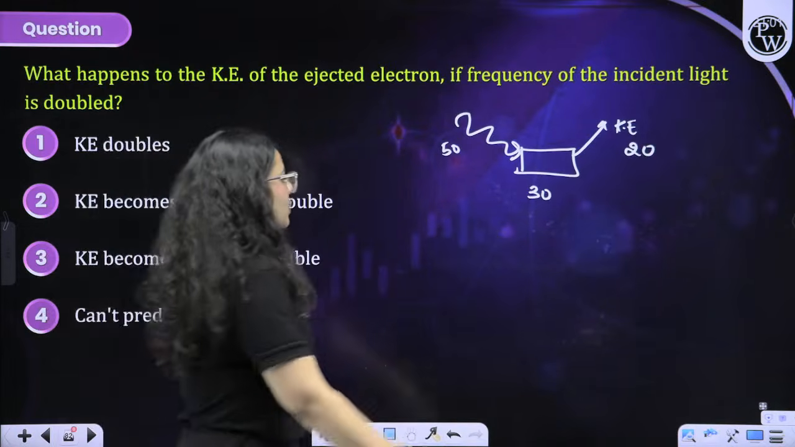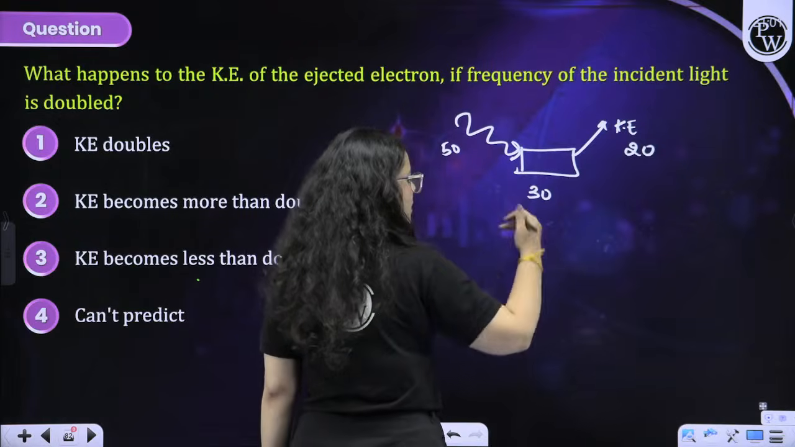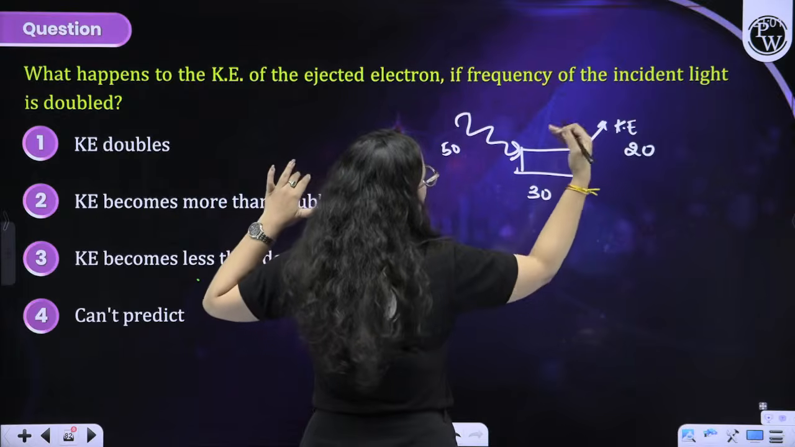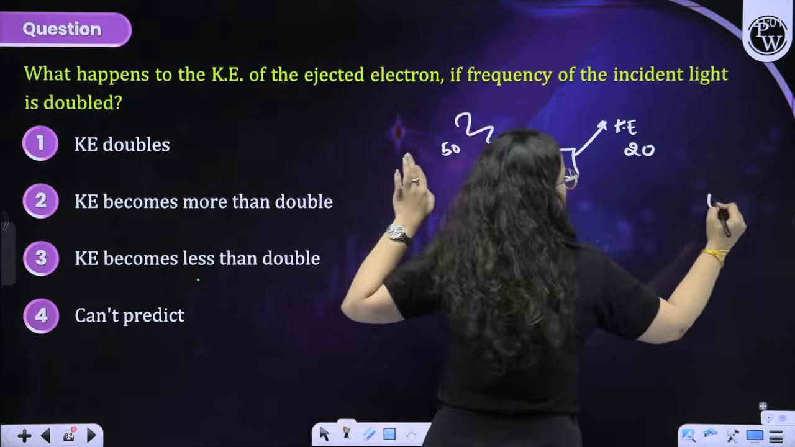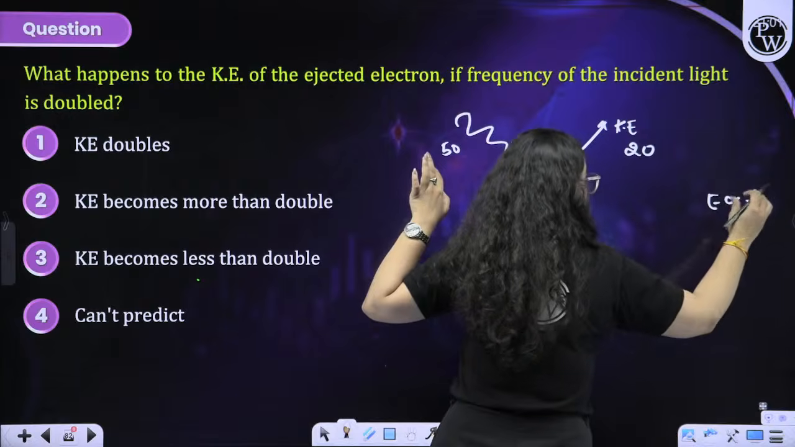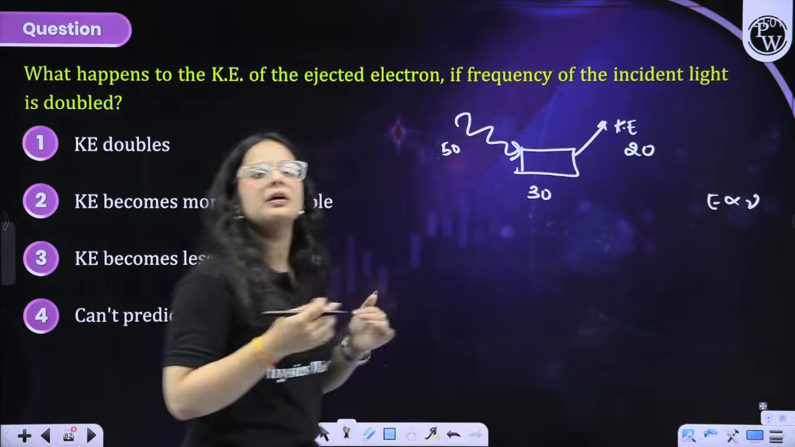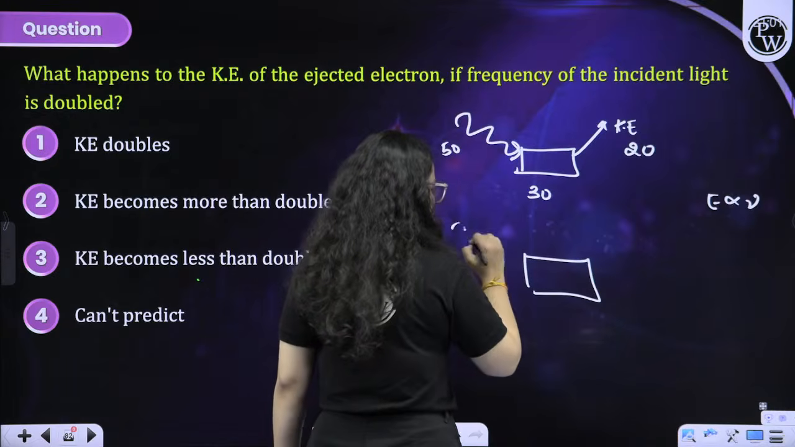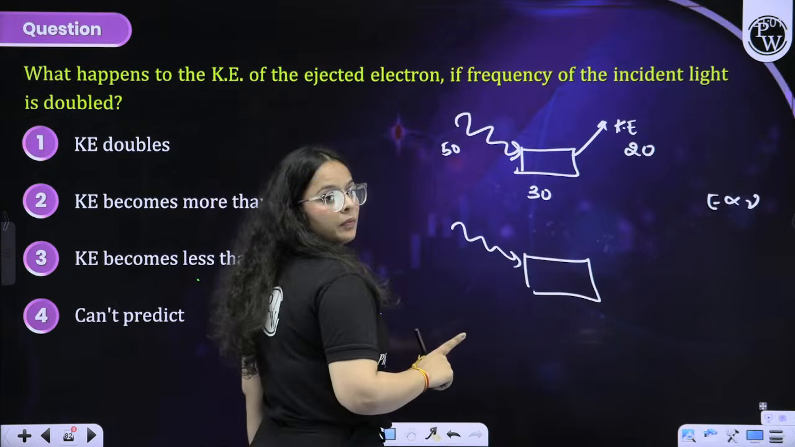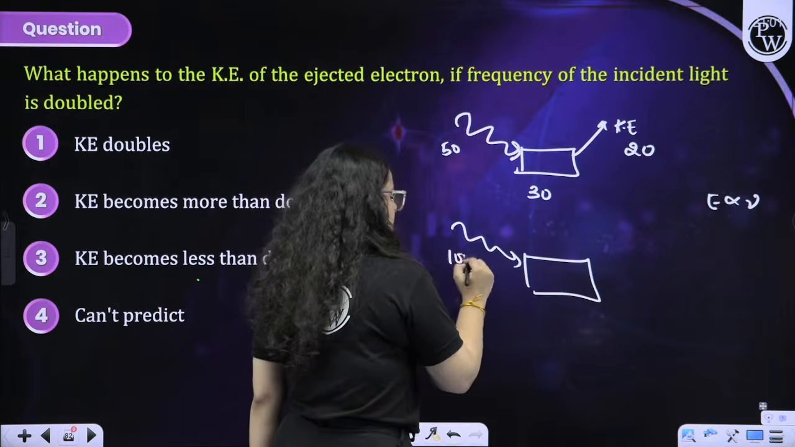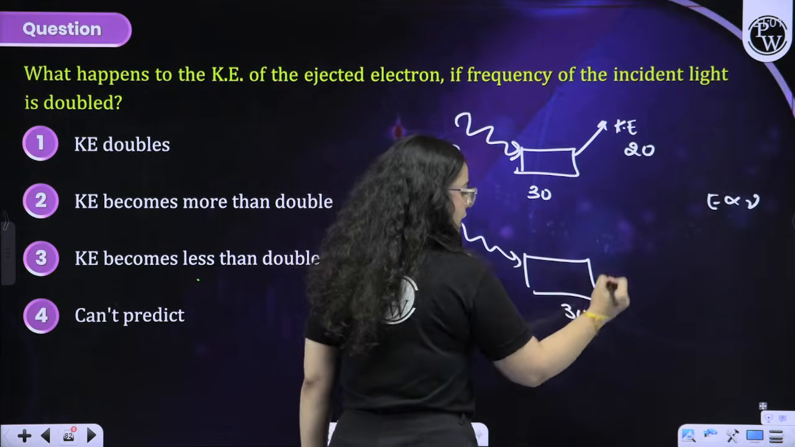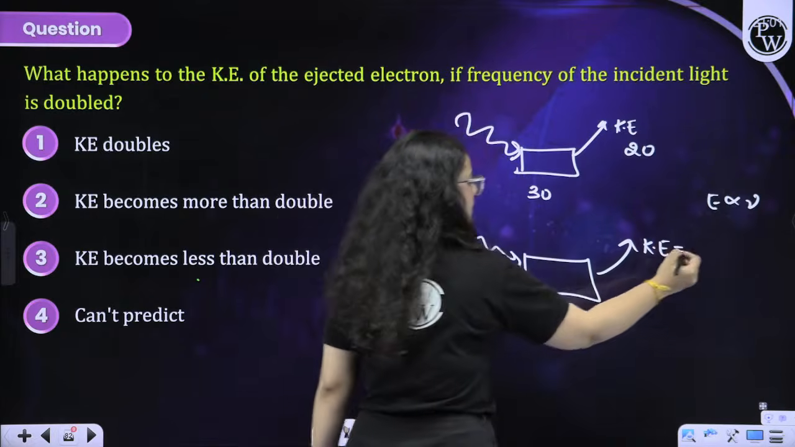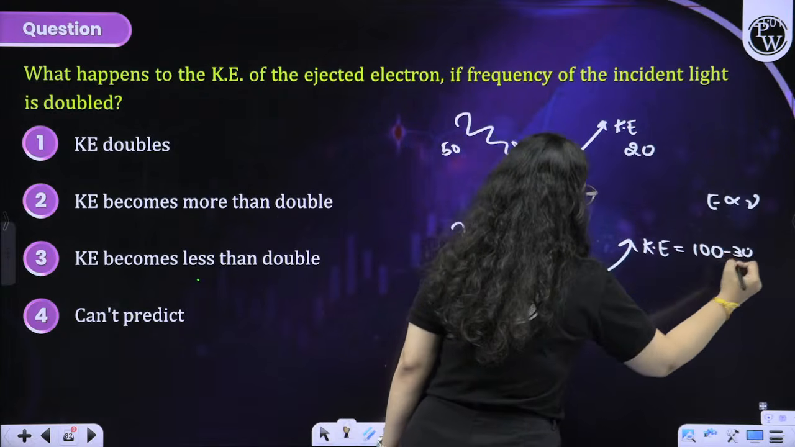Right? Now, if I am changing the condition, they are asking what happens to kinetic energy if the frequency of incident light is doubled. See beta, energy is directly proportional to frequency, so if the frequency is doubled, energy is also doubled. In this case the energy is doubled, that means 100. Work function is the same. Now the kinetic energy will be the remaining energy, 100 minus 30, which comes out to be 70.